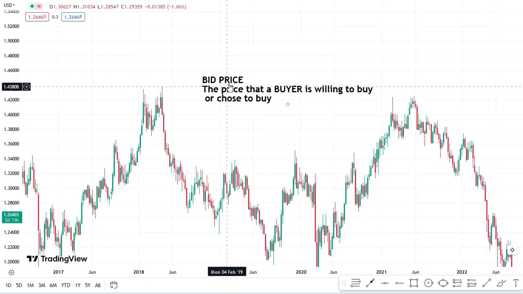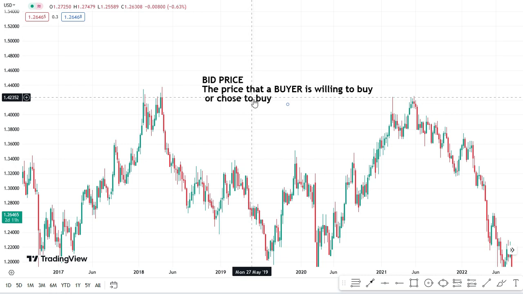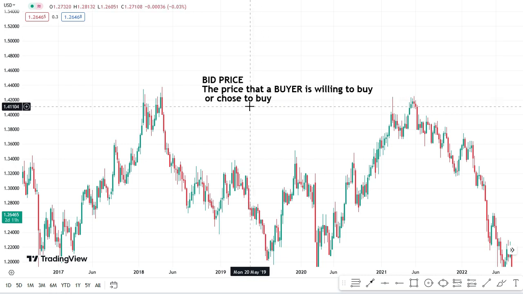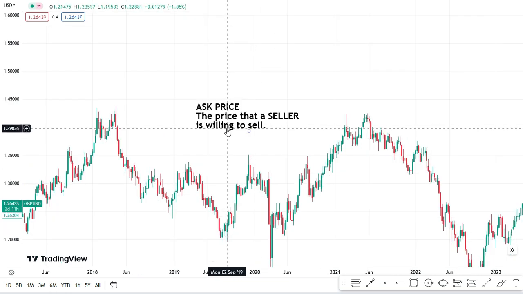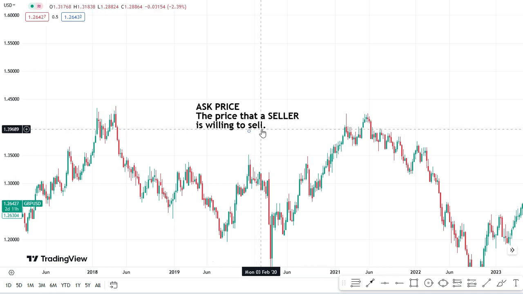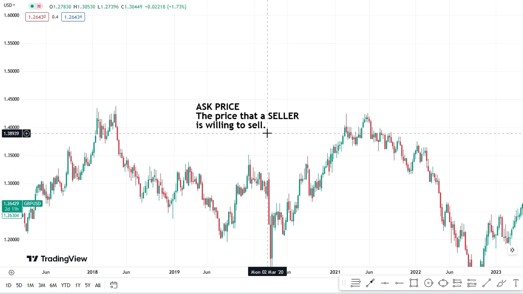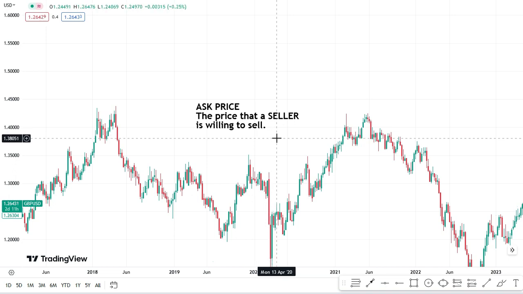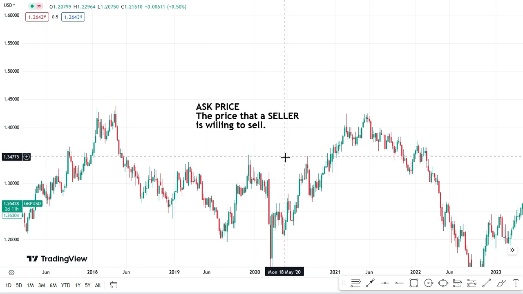Bid price. Bid price is the price that a buyer is willing to buy or a buyer chooses to buy, while the ask price is the price that a seller is willing to sell. Some of us will see these things on the chart. We see bid, we see ask. So we may not really know what they mean exactly. So the bid price is the price that a buyer is willing to buy or chooses to buy, while the ask price is the price that a seller is willing to sell.